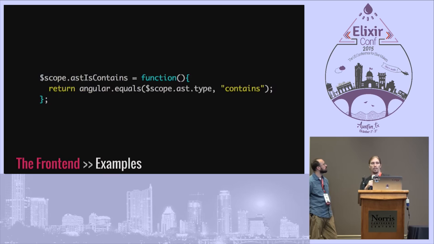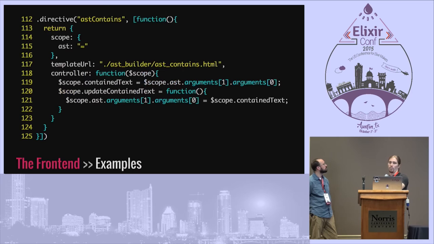Same thing with our AST contains function. If it returns true, this is the directive that will actually be called. The difference with this one is it's actually setting the AST and the scope based on what input the user enters, and just enters that into our AST. And just for good measure, here is our AST contains template that's rendered.